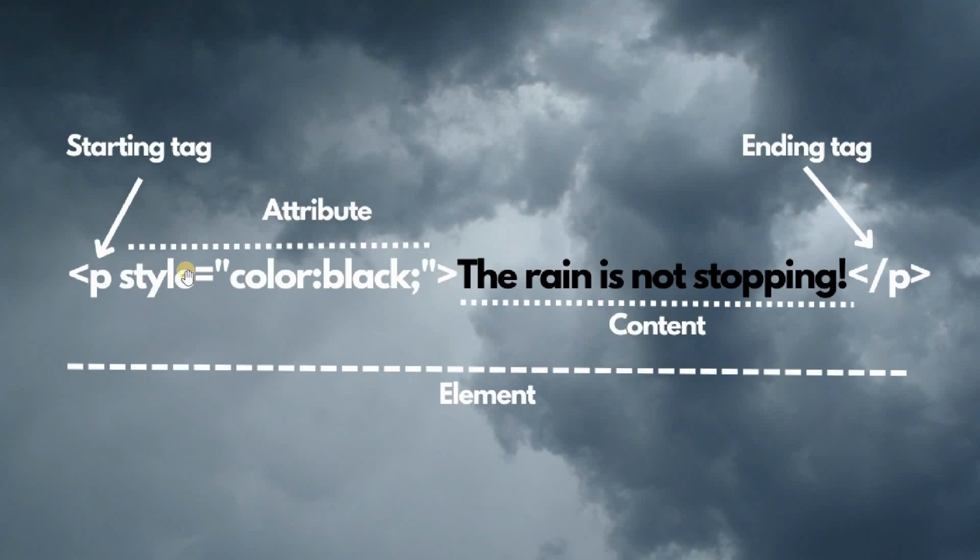So we have added one attribute here. This is the name of the attribute, which is the style attribute, and the value is color black, and the whole thing is called an element. And now let us see it in our code editor. How can we apply this?